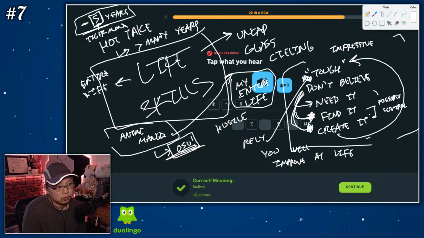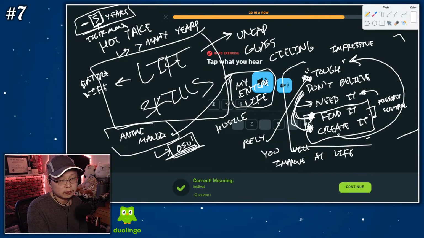You can't control what you need. It's harder to control what you need. But you can always try to find and create something. Hopefully that's helpful.